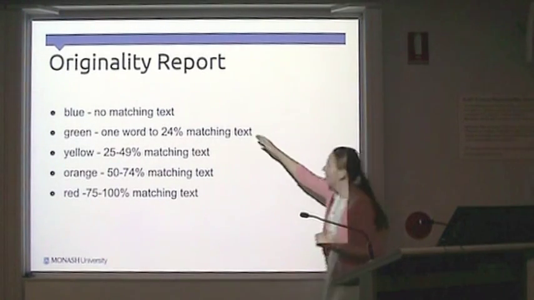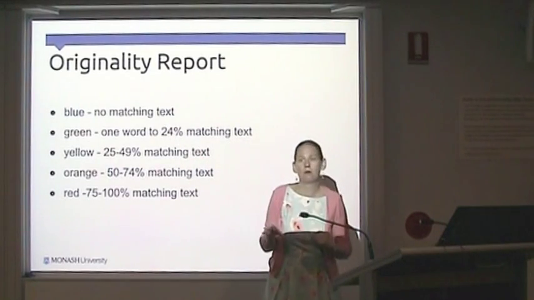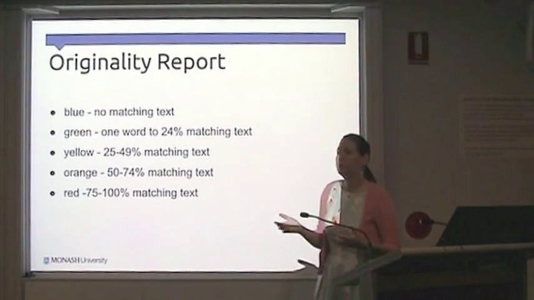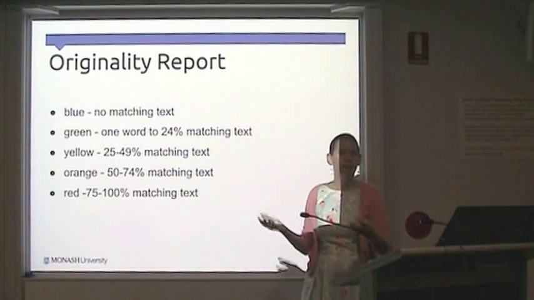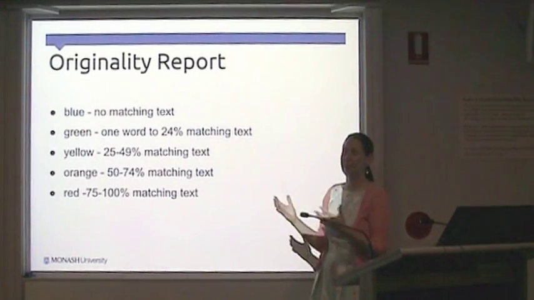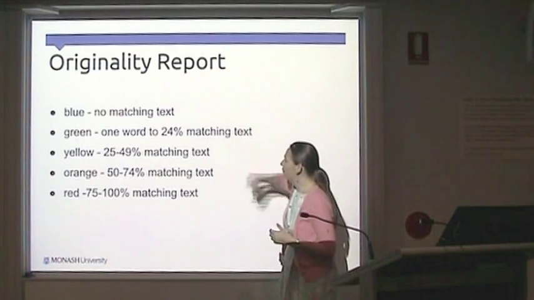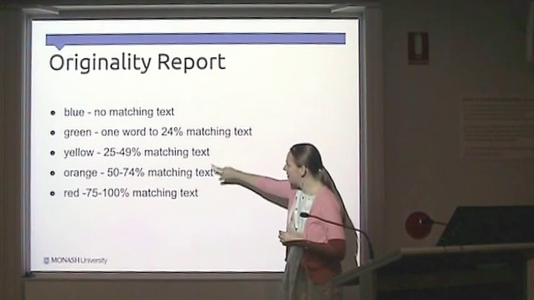So these are the colours here. Blue means that there's no matching at all, which sends alarm bells in itself, that a student doesn't have any matches at all, so may not be using any references or quoting anything. But from one word to 24%, you can see that it goes up there.